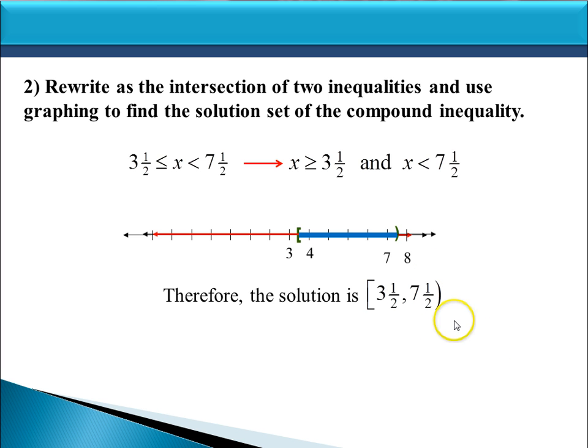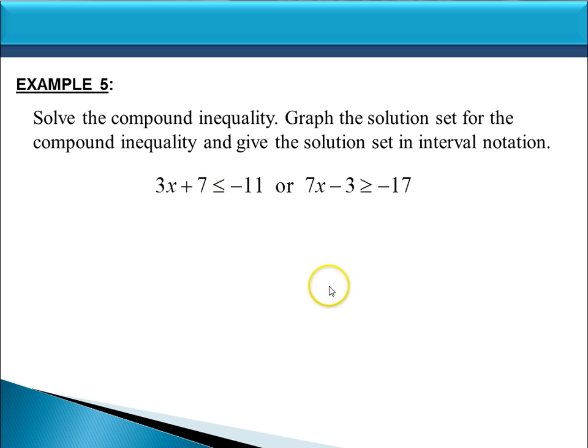And then, of course, a parenthesis at the end because we're not including 7.5 in our intersection. Okay, so now the word or, we'll look at a couple of examples with the word or. So remember, or denotes the union of two sets, and the union of two sets are all of the elements that are in one of the sets or in both of them.